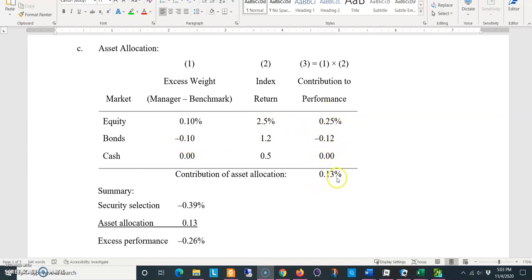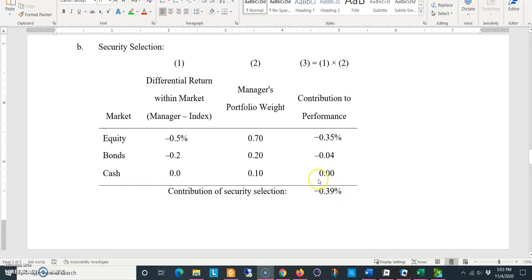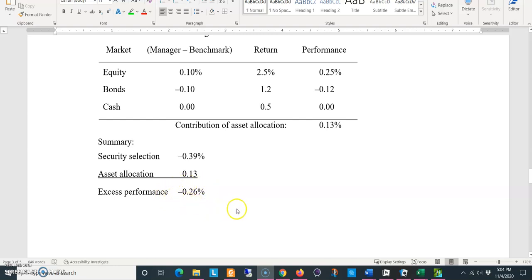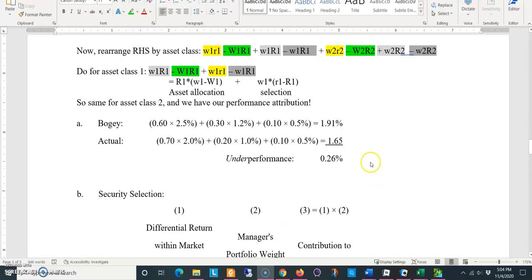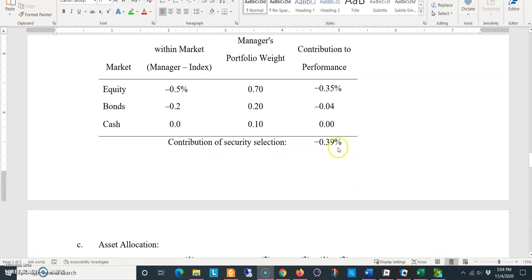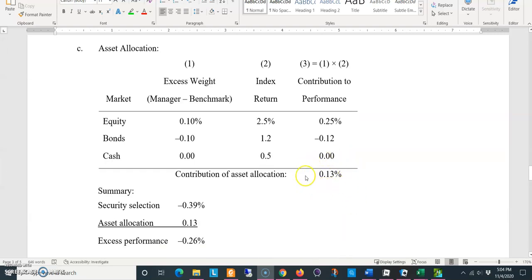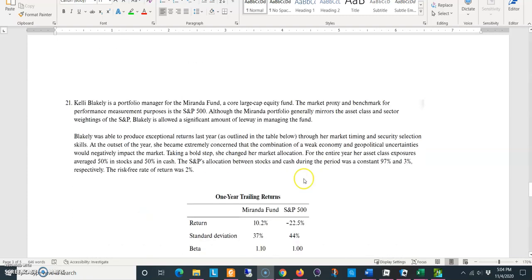So overall here I am gaining 0.13%. And there's zero on the cash because for the benchmark weights, there's no difference. So asset allocation, I'm gaining 0.13. Security selection, I'm losing 0.39. So the total is minus 0.26%, or negative 26 basis points, which we know was the actual underperformance. So now I have attributed this underperformance to security selection losing so much, and the manager is partially making up for some of it through asset allocation. Okay, so this is basically how we can do that.